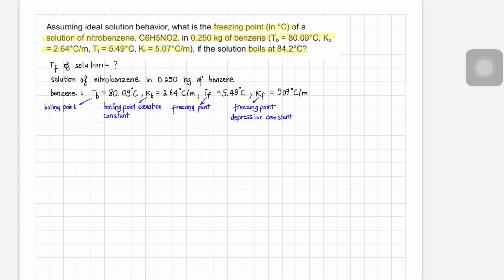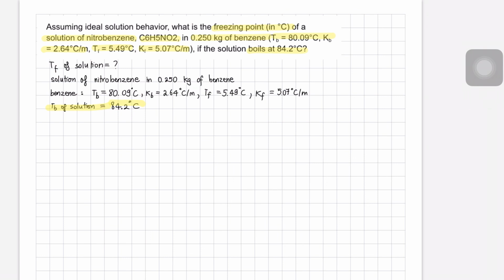First of all, we know that Tb, which is the boiling point of benzene, is 80.09 degrees Celsius. Next, we are given Kb, which is the boiling point elevation constant of benzene, that is 2.64 degrees Celsius per molar. Next, we're given Tf. Tf is the freezing point of benzene, and that is 5.49 degrees Celsius. And lastly, we're given Kf. Kf is the freezing point depression constant of benzene, that is 5.07 degrees Celsius per molar. Next, and finally, we're given the boiling point, or Tb, of the solution being 84.2 degrees Celsius.